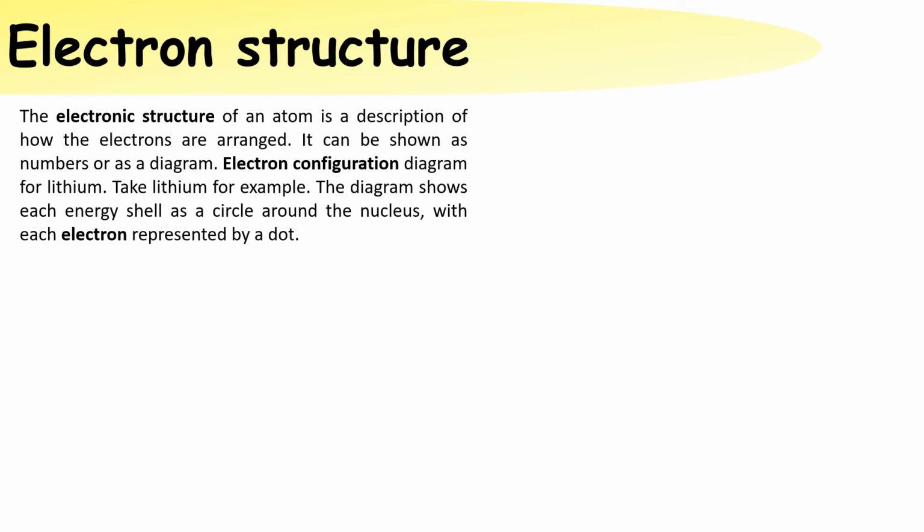Electron configuration diagrams for lithium would be as follows. The diagram would show each energy shell as a circle around the nucleus with dots or crosses on it to represent the electrons.